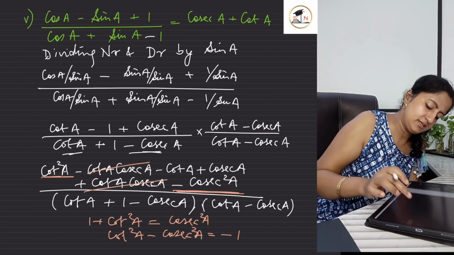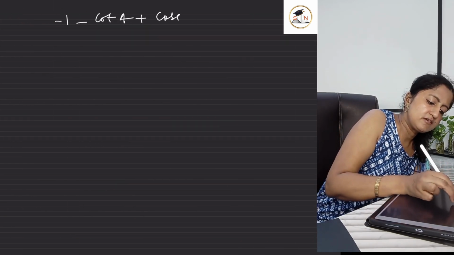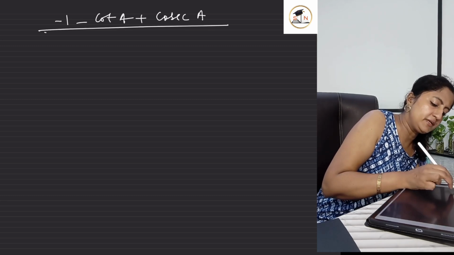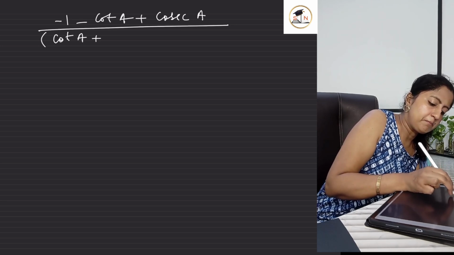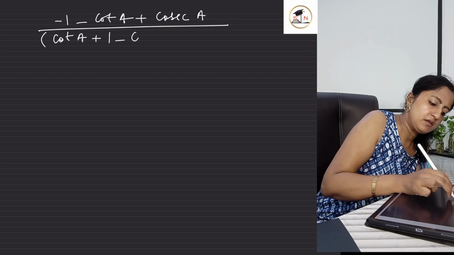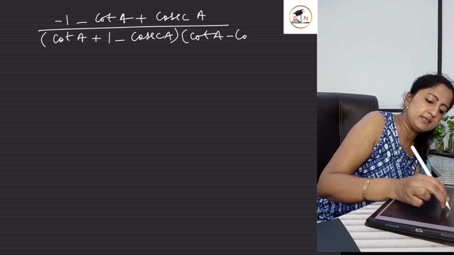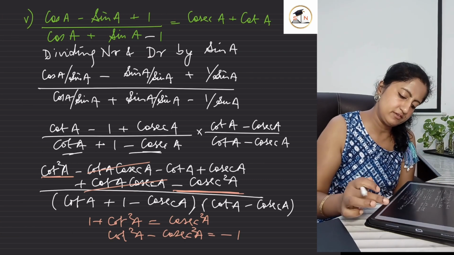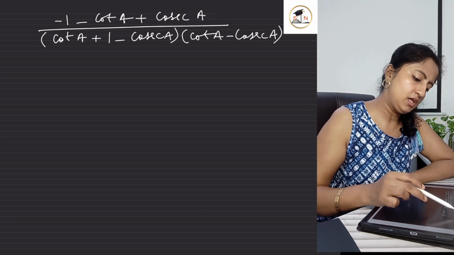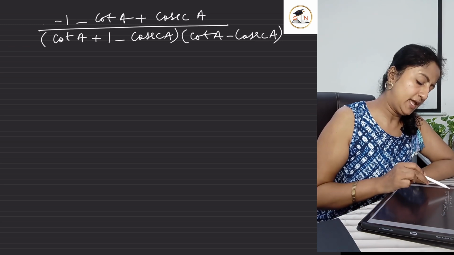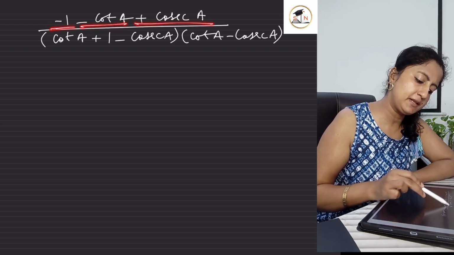I get minus 1 and then we have minus cot A plus cosec A. In the denominators, we had kept the brackets as they are, which was cot A plus 1 minus cosec A multiplied with cot A minus cosec A. Let me verify it was the same. Yeah, right. Now, what we can see over here is in the numerator, we have minus 1, sorry, we have minus 1 minus cot plus cosec.